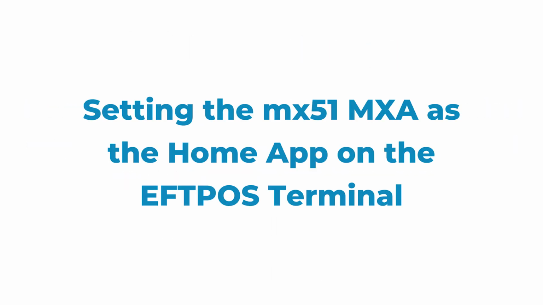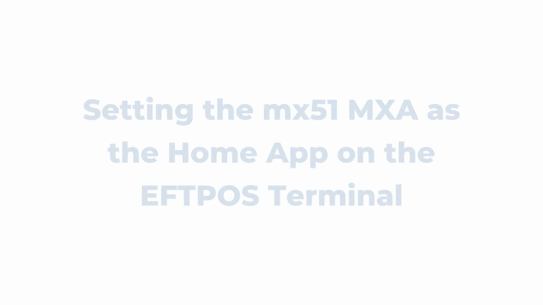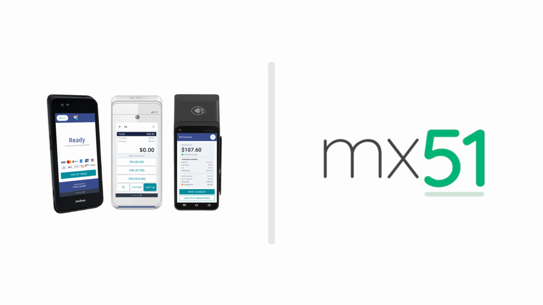Setting the MX-51 MXA as the home app on the Eftpos Terminal. The merchant can set the MX-51 MXA as the default app so that on completion of the transaction it returns to the app home screen. Please note that this setting may already be configured upon terminal delivery to the merchant.